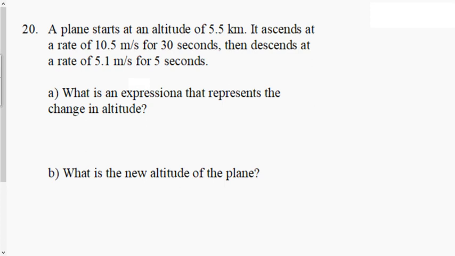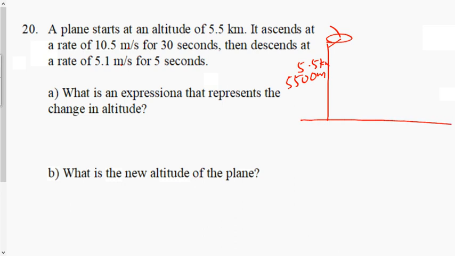And your last question is the plane. What is an expression that represents the change in altitude? So first of all, if we wrote this as a picture, we started with the plane at an altitude of 5.5 kilometers. But since these are in meters and these are in meters, we're going to change that to 5,500 meters. Therefore, my units are all going to be the same. It ascends first. It goes up at a rate of 10.5 meters for 30 seconds. And then it goes down at a rate of negative 5.1 meters for 5 seconds. Right? That's our picture.